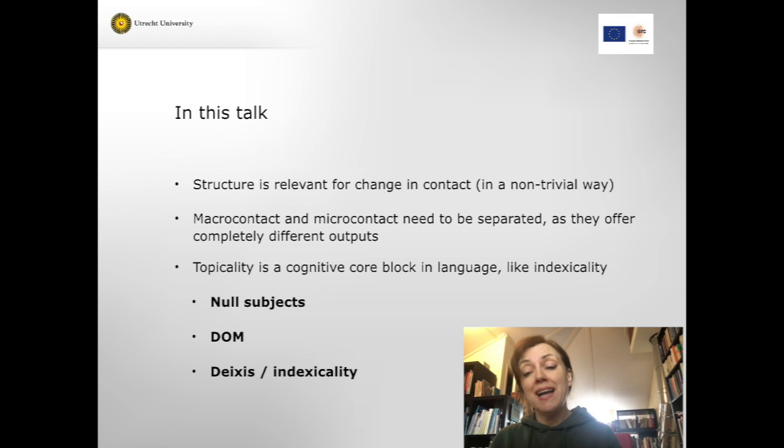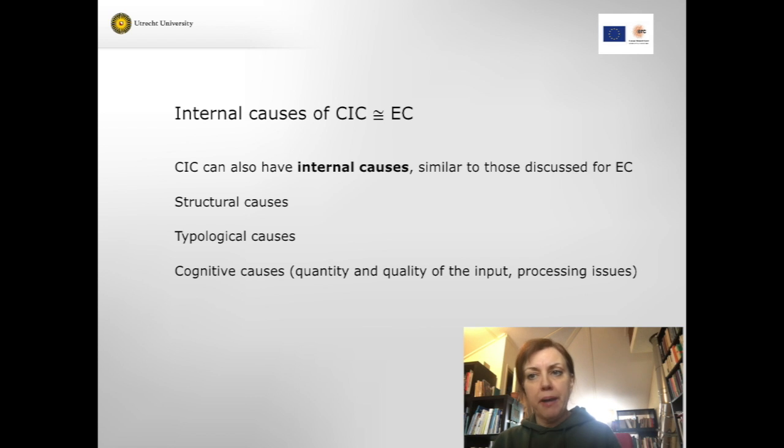We will try to propose that topicality is one of the core blocks in languages. All languages somehow assume topicality, and in this sense, the output of macrocontact is sometimes a bit different from everything else. And we will examine three phenomena in particular: null subjects in contact, differential object marking in contact, and deixis and indexicality in contact. Let's go back to internal causes of change in contact.